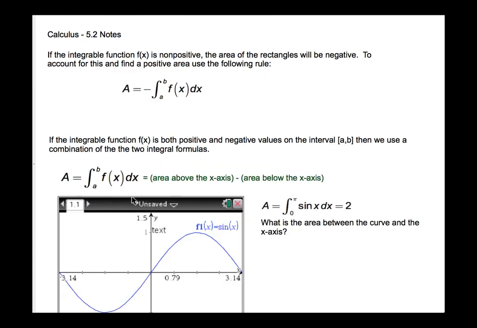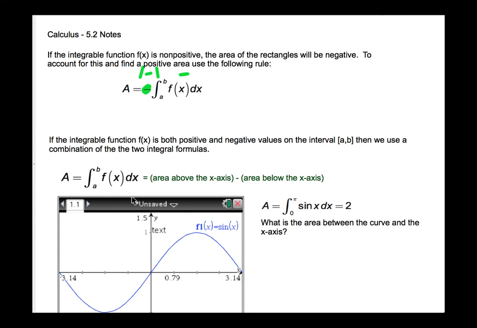All right, what to do though if you've got negative areas. So if you've got an integrable function and it's non-positive, so all the y values are negative, the area of the rectangles will be negative, okay, because they'll all be under the x-axis. So to account for this and to find a positive area, we'll make one small change, and that small change is going to be, we're going to just add a negative sign in front of the integral. This will be a negative here. What you're going to end up with is a negative on the outside and a negative on the inside.